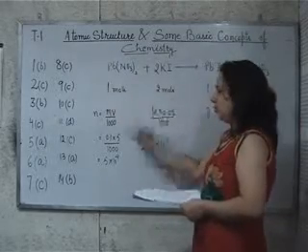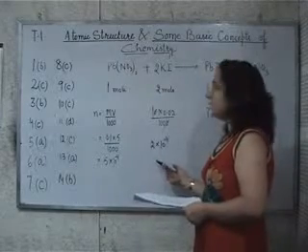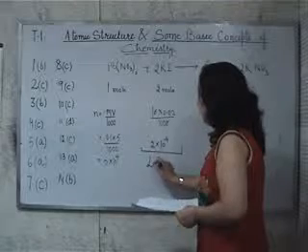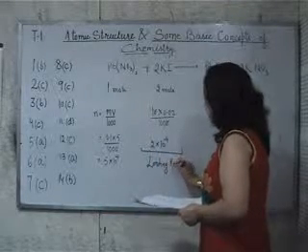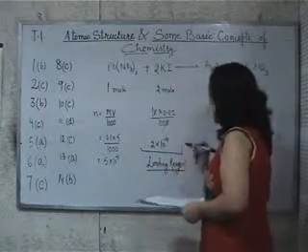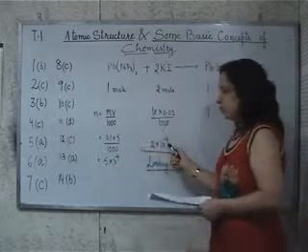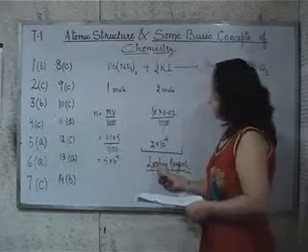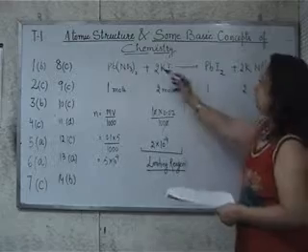1 mole reacts with 2 moles, so 5 moles must react with 10 moles. It means this is the limiting reagent. This comes out to be the limiting reagent, which is less than the required quantity. Required is 5 moles, required 10 moles, but here given are just 2 moles. This is the limiting reagent, and this will finally decide the amount of product.